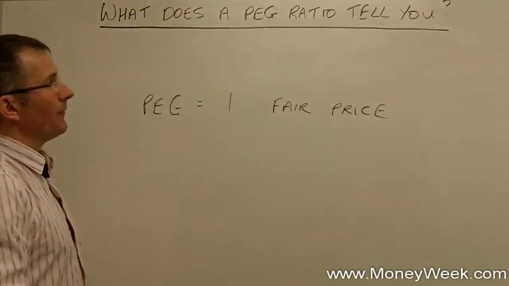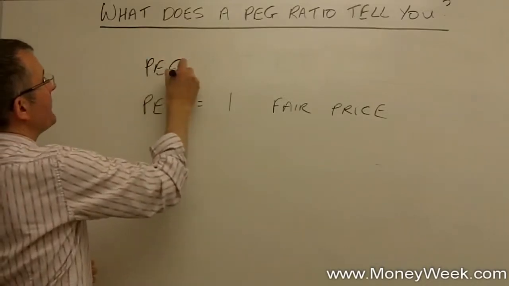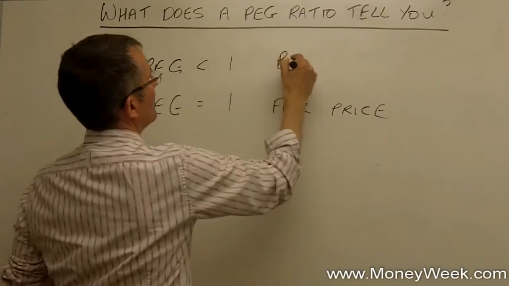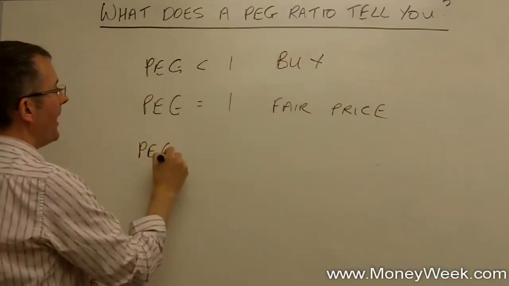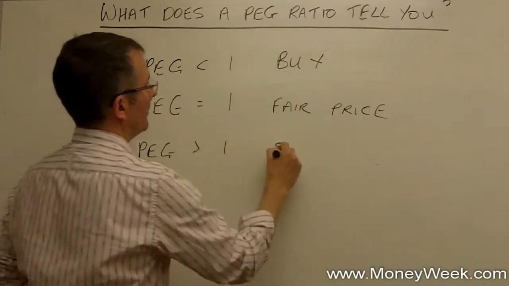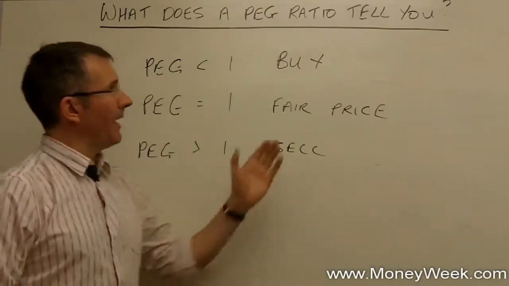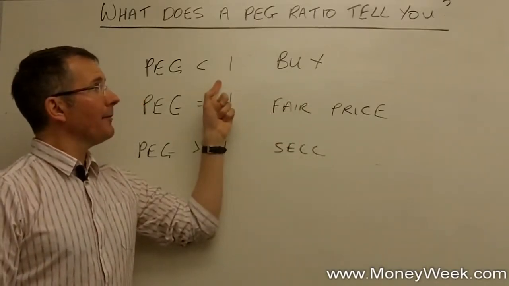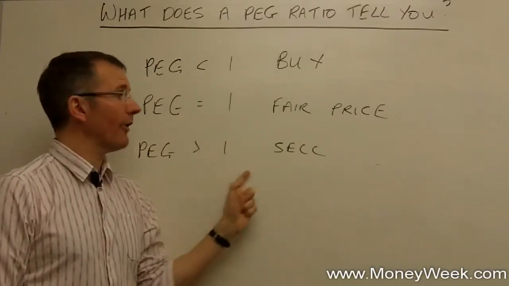Okay, so if it's not 1, what's my conclusion? If a PEG is less than 1, you buy. If the PEG is above 1, you sell. Very crudely. That's the conclusion that PEG fans would draw. Below a half, strong buy. More than 2, strong sell.